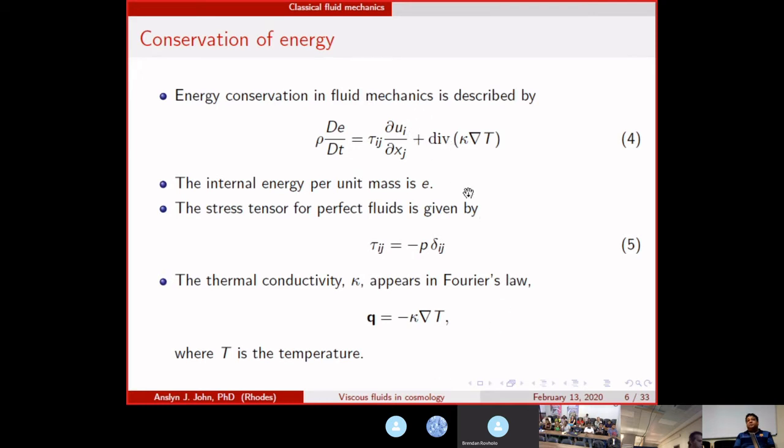Okay, and the last term in that equation is this divergence of kappa times the temperature gradient. That comes from Fourier's law of conduction, which gives us the heat flux Q in terms of the thermal conductivity and the temperature gradient. So conservation of energy for a fluid is governed by equation 4.